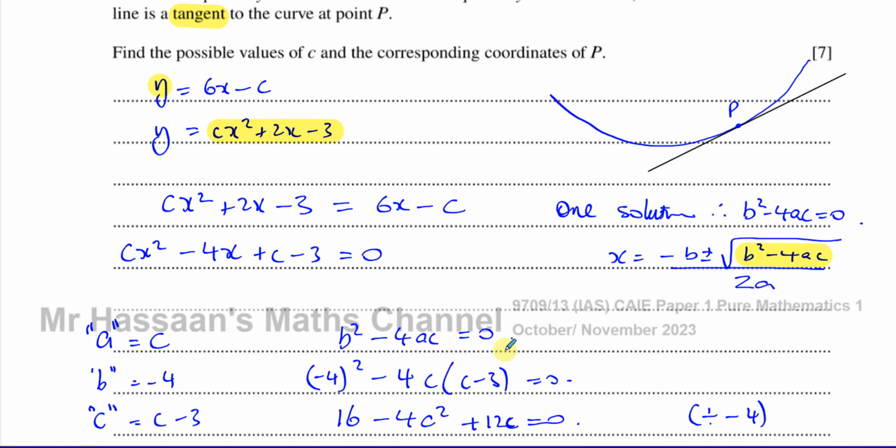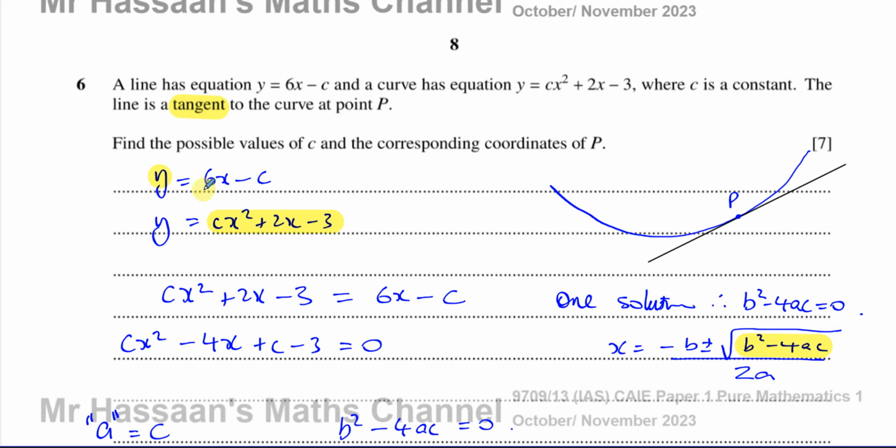Now also, an alternative way of doing it is to find the gradient. You know that the gradient of this line is 6.